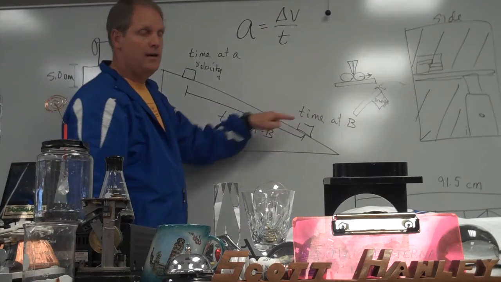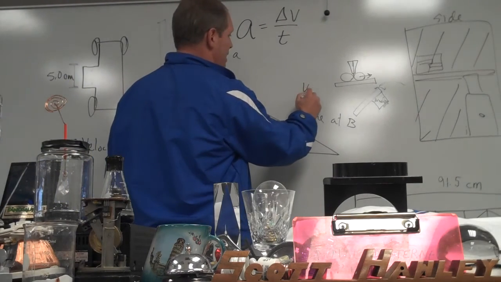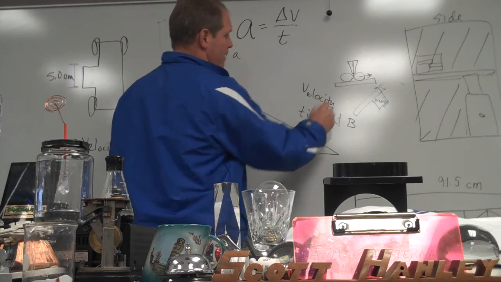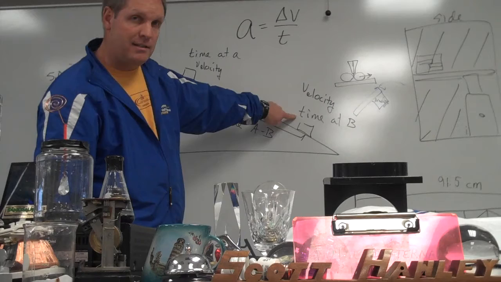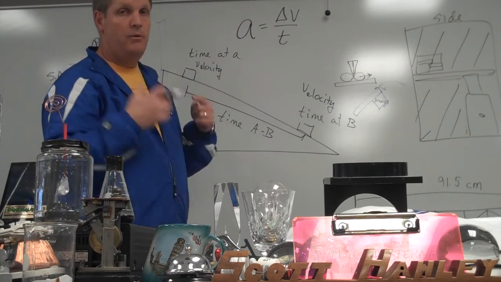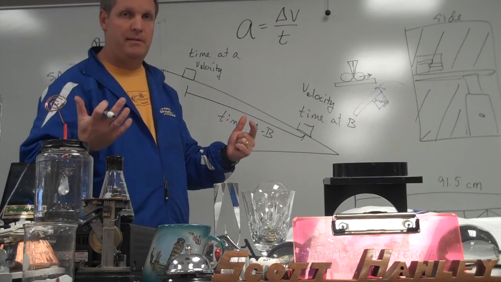The velocity down here, the velocity at B, is just going to be 5 divided by whatever that time is. Don't you think that velocity is going to be higher than this velocity? Well, obviously, because it accelerated.